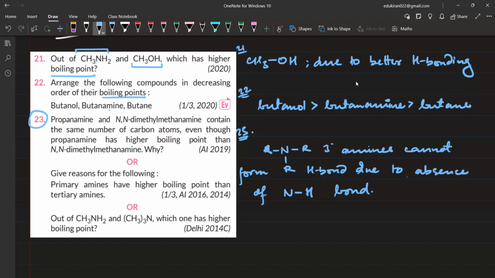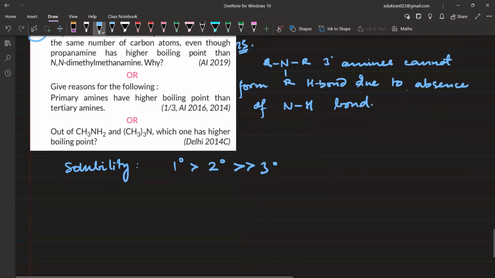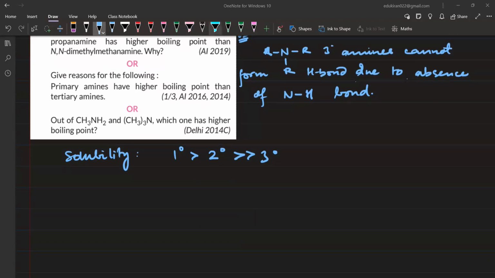You answer this. After that you can answer, but 1-degree amine has 2 hydrogen and that is why they can form hydrogen bonds. And that is also the reason for solubility: solubility is highest for 1-degree amine, then for 2-degree amine, and then 3-degree amines are very less soluble. Yes, that is correct, intermolecular hydrogen bond is present in primary amines but not in tertiary amines. You can answer that way.